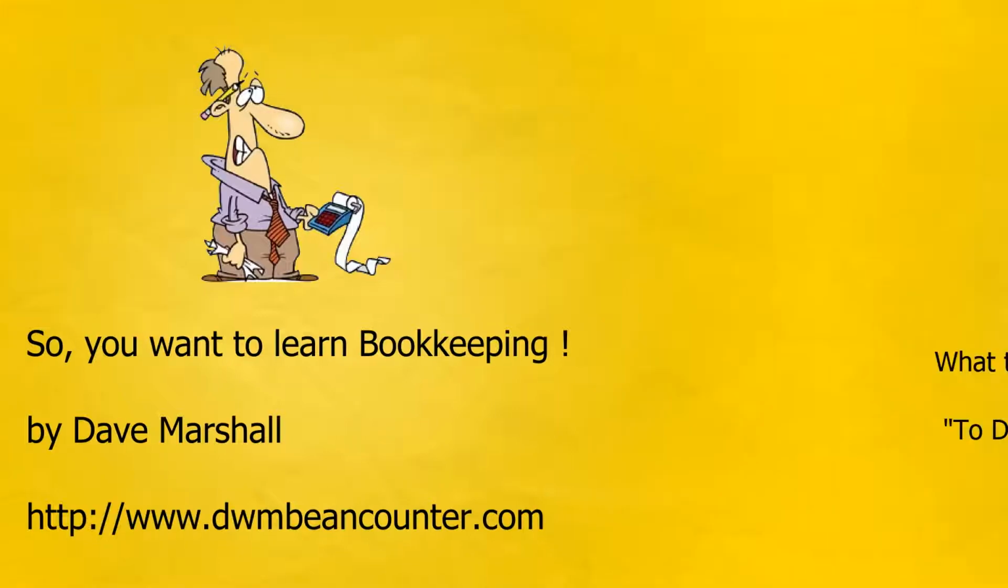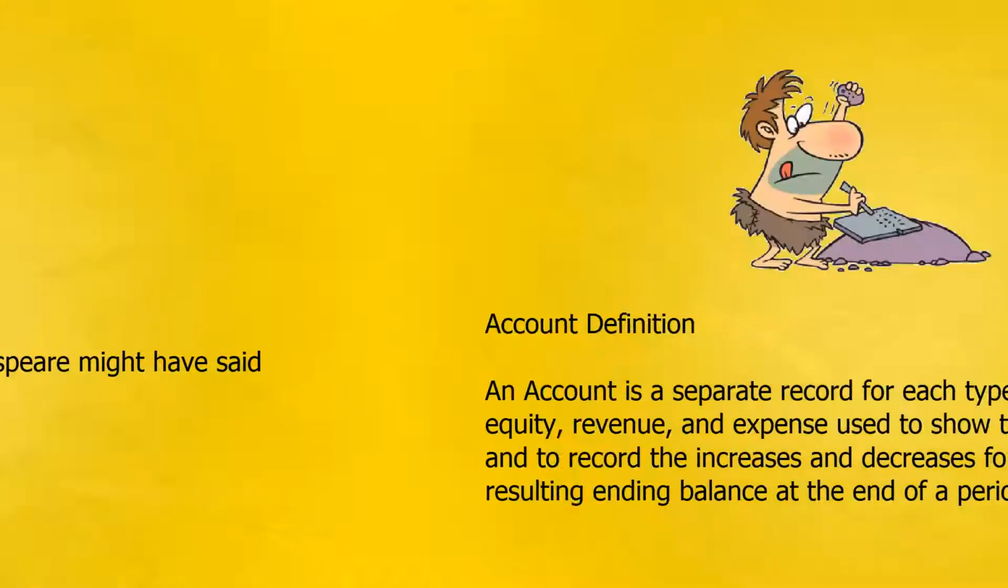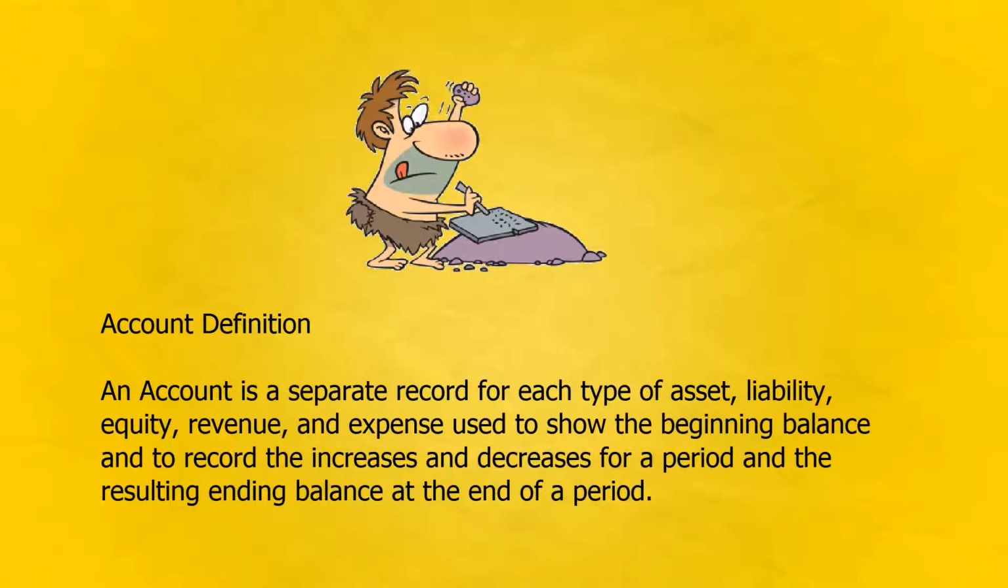What to debit or credit, or as William Shakespeare might have said, to debit or credit, that is the question. Account definition. An account is a separate record for each type of asset, liability, equity, revenue, and expense used to show the beginning balance and to record the increases and decreases for a period and the resulting ending balance at the end of a period.